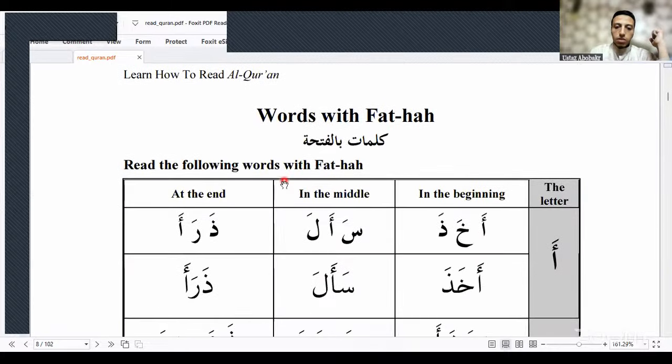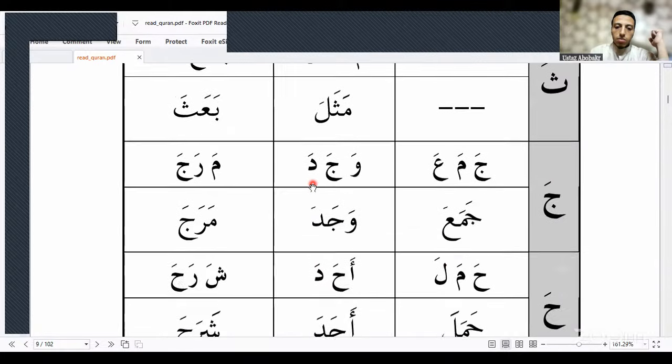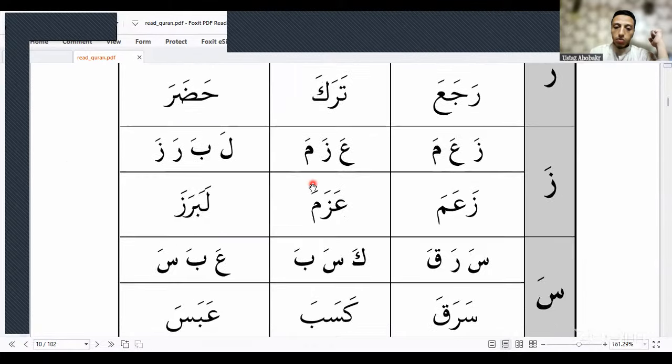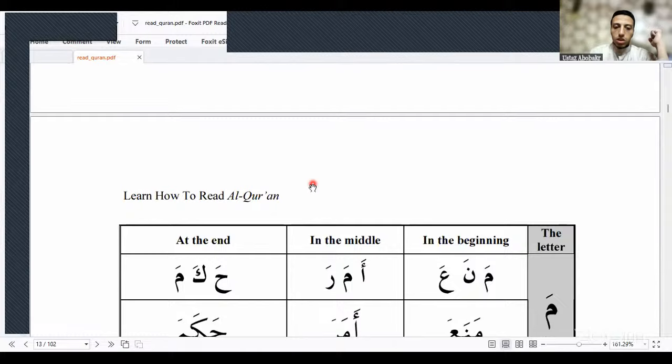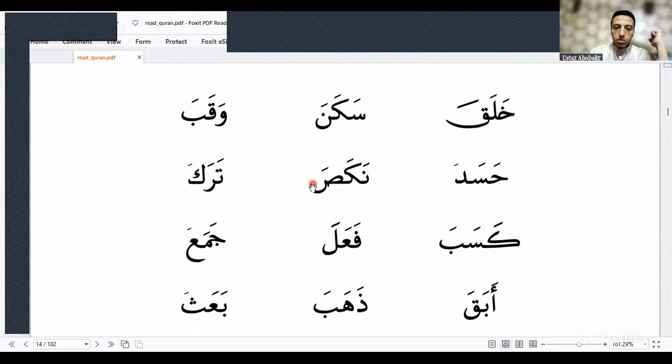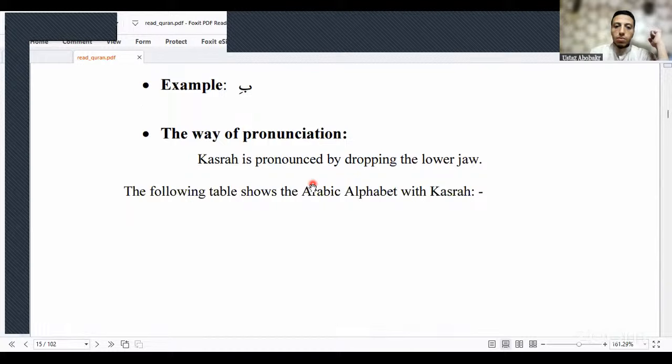After this, we have kasra. What is kasra? Basically, the dash can be on the top, the bottom of the letter. So fatha is on the top, kasra on the bottom. How can we read kasra? We use the bottom jaw, we drop the lower jaw to say the letter with kasra. The first letter we had was ba, this time we have bi. What I'm doing here is using the lower jaw and making it go down to make that E sound. Bi. I say bi, ti, thi, and so on.